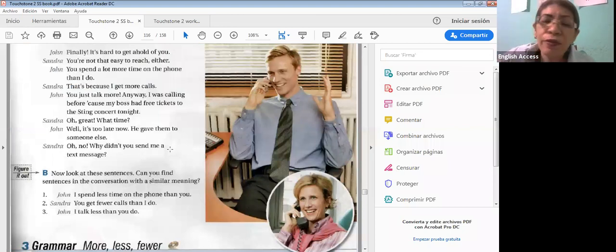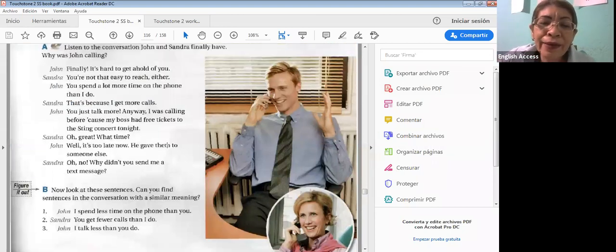What you are going to do is read the conversation again, and I want you to find similar sentences with this information, and underline the sentences that you find, okay? So let's do the activity, please. Find similar sentences in the conversation.